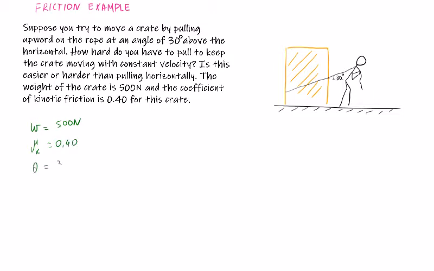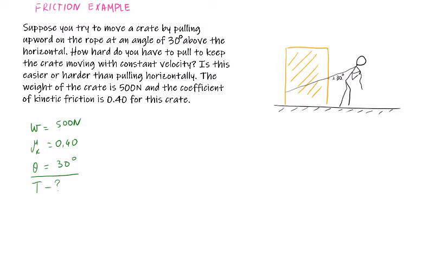theta equals 30 degrees. So what it is asking us to find is the tension in the rope. That's how hard you have to pull on the rope, so the tension of the rope equals the applied force that you have. To do this, let's identify all the forces that are acting on the crate.